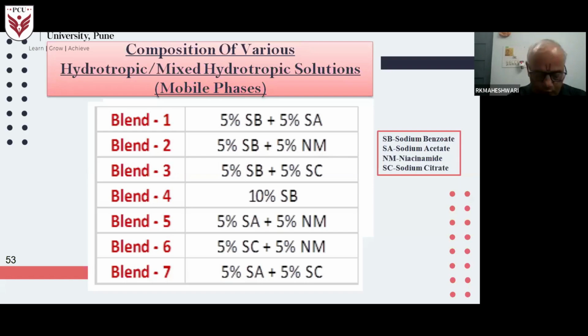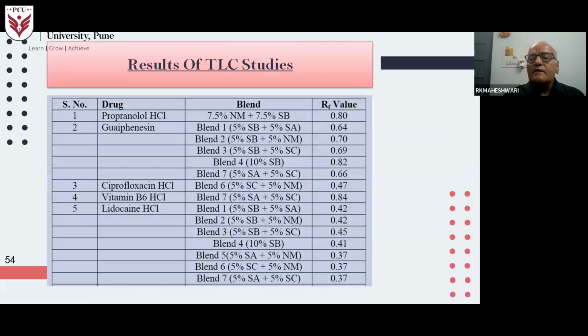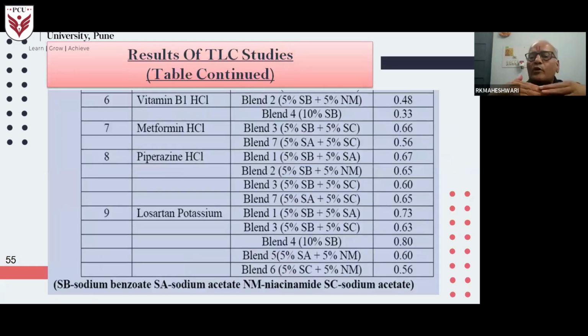How? Firstly, let me tell you what this project was. I gave the three M.Pharm students nine water-soluble drugs, and for each drug I told them to carry out the TLC with 7 plus 1, that is 8 blends. The compositions of these blends, without organic solvent: Blend 1, aqueous blend, sodium benzoate 5%, sodium acetate 5%, a total 10% aqueous solution used in the mobile phase. Blend 2, 5% sodium benzoate, 5% niacinamide. Blend 3, 5% sodium benzoate, 5% sodium citrate. Blend 4, 10% sodium benzoate. Like this, 8 blends were used for each drug. These aqueous solutions of hydrotropic agents were employed as mobile phases.